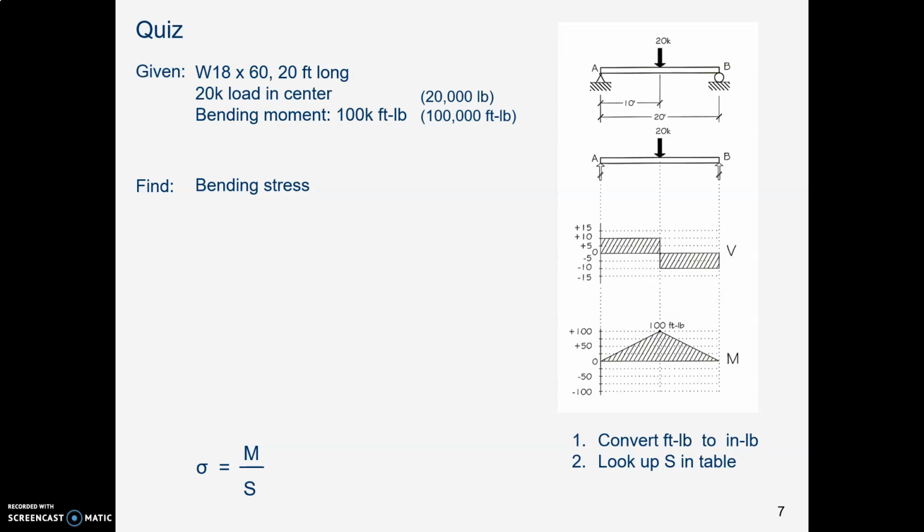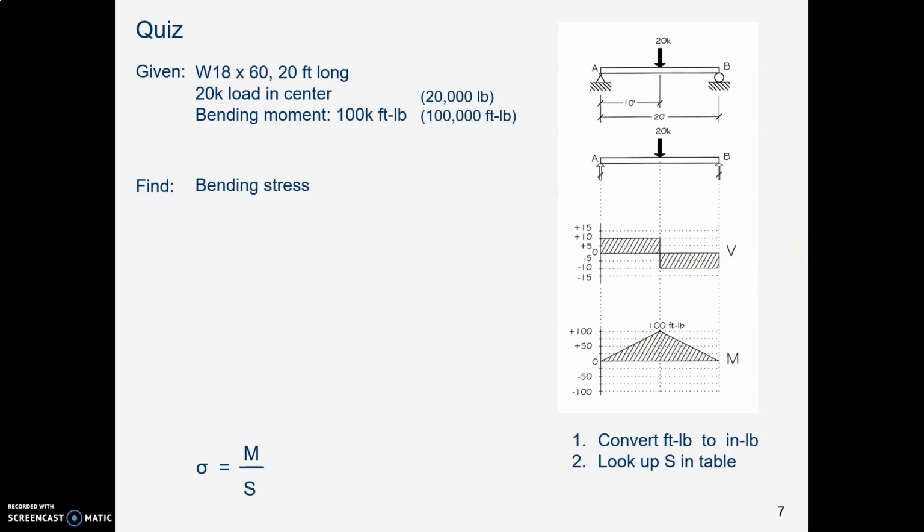Let's look at how we can apply this. And these are now quiz questions. We'll just go through them together. So let's say you have a beam here, a simply supported beam. It's made out of steel wide flange, 18 by 60, and it's 20 feet long, and it's got a 20,000 pound load right in the center. So we figure this stuff out, and we find out that the bending moment is 100,000 foot-pounds right there in the middle. So let's find out the bending stress.